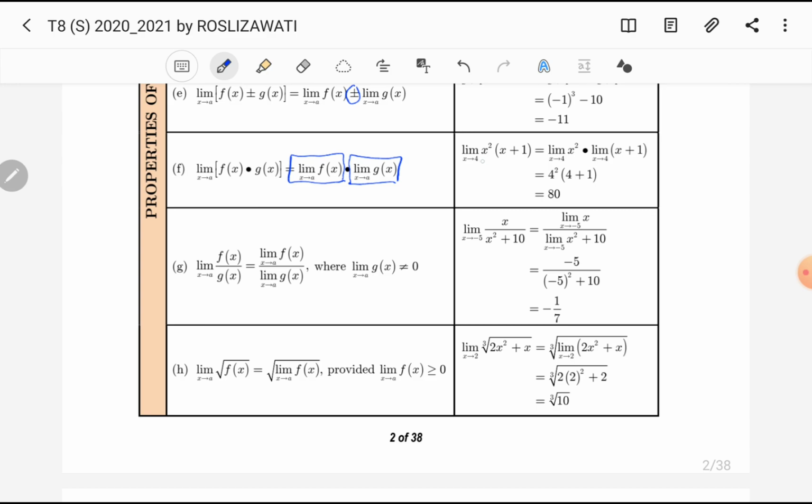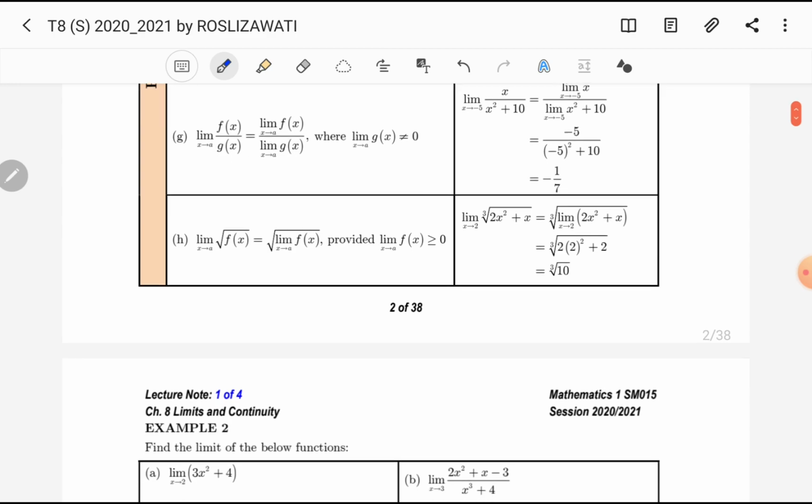Dia bagi x squared times x plus 1. So we write limit x squared first and then times limit x plus 1. Okay, we replace x with 4. So we have 4 squared and times we replace x with 4. Sama je. So akan dapat 4 plus 1. Answer is 18. Okay, so the same thing for division. Limit fx over gx as x approaches a can be written separately. So we write limit fx as x approaches a divided by limit gx as x approaches a.